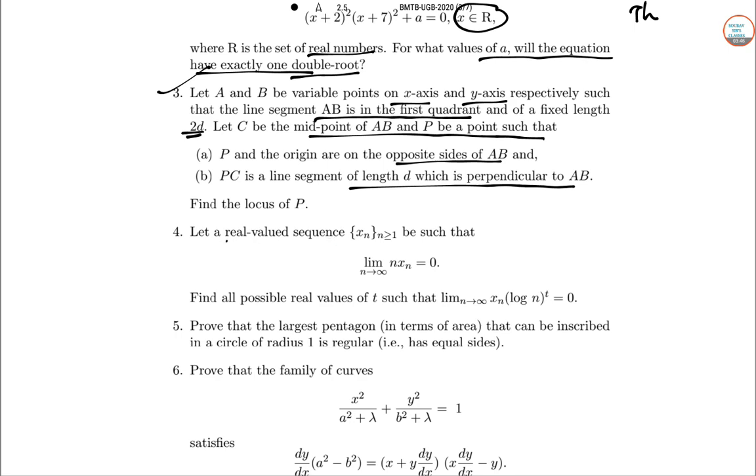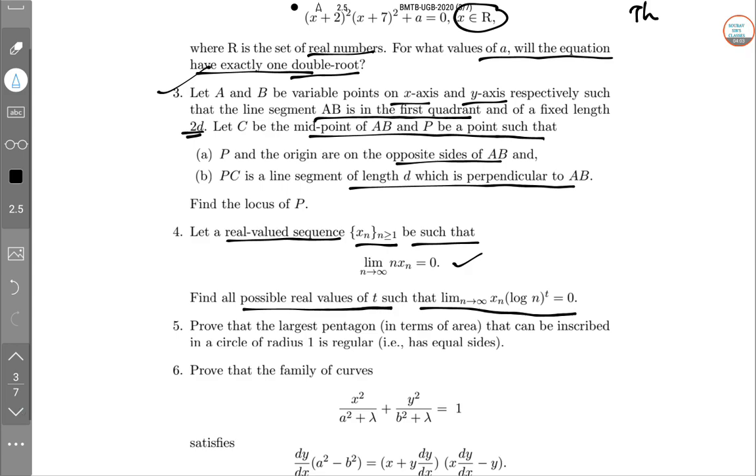Let a real valued sequence xn, n greater than 1, be such that the limit as n tends to infinity of n times x to the power n is 0. So find all possible values of t such that the limit as n tends to infinity of xn log t is greater than 0. Okay, so let's see.